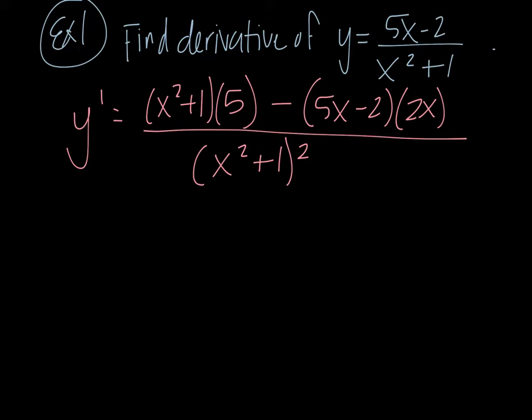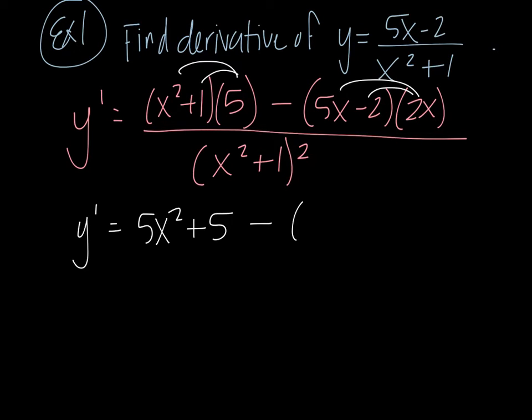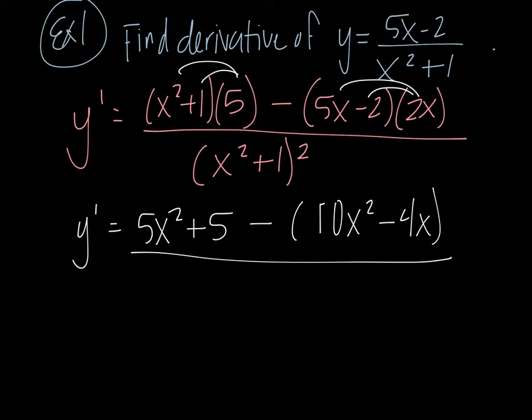It is a good idea to use lots of parentheses to keep everything separate, make sure everything is clear. Let's go ahead and simplify the numerator. So this is 5x squared plus 5. I just distributed that 5 there. I'm going to leave the minus sign for the second and distribute this. So I'm going to have 10x squared minus 4x all over x squared plus 1 squared. It's very common just to leave the denominator that way and not actually simplify that anymore.